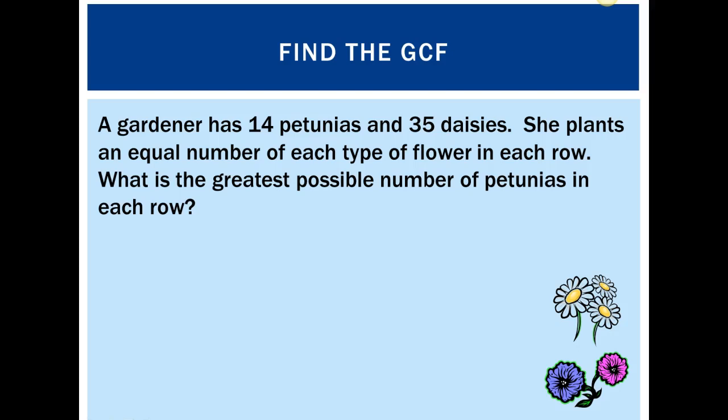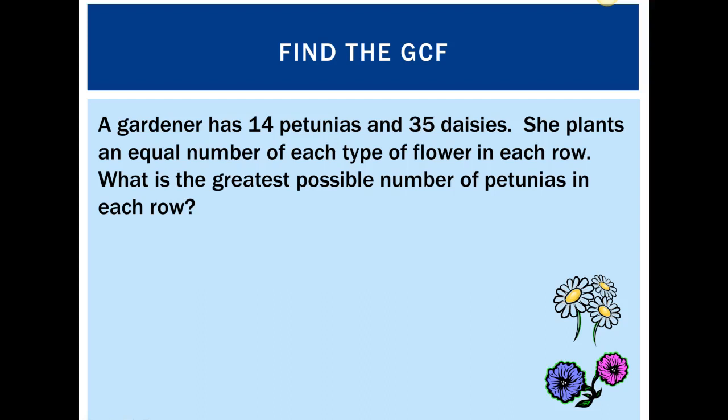The GCF can be used to solve word problems as well. A gardener has 14 petunias and 35 daisies. She plants an equal number of each type of flower in each row. What is the greatest possible number of petunias in each row?